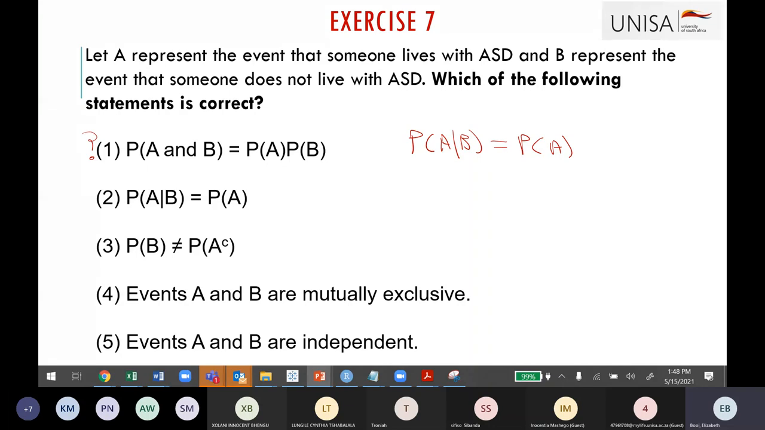And the question we need to always ask ourselves is: are events A and B independent? Does event A have any bearing on what happens to event B? Does a person living with disability have any influence on the person having ASD? Does a person with ASD have an influence on what happens to the person who does not have an ASD? That's the question that you should ask yourself. And since that is not independent, number two as well cannot be correct.